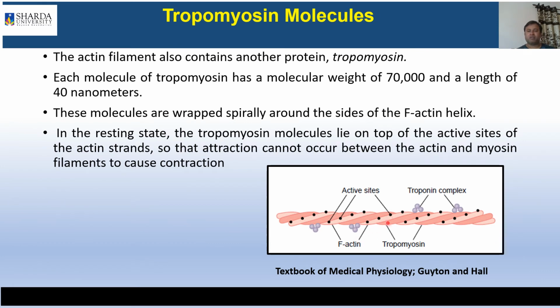The second thing is tropomyosin. We have discussed F-actin, which is two chains spiraled around each other. Now come to tropomyosin. Tropomyosin has a molecular weight of 70,000 and a length of 40 nanometers. These molecules are wrapped spirally around the F-actin. In the figure, this dark chain is called tropomyosin, which spirals with the F-actin chain. In the resting state, tropomyosin lies on top of the active sites of the actin strands, so that contraction cannot occur between the actin and myosin filaments.